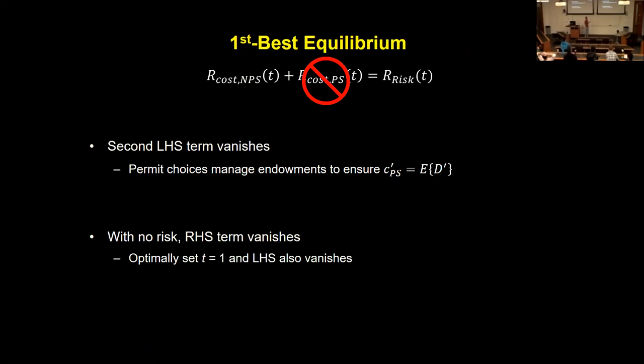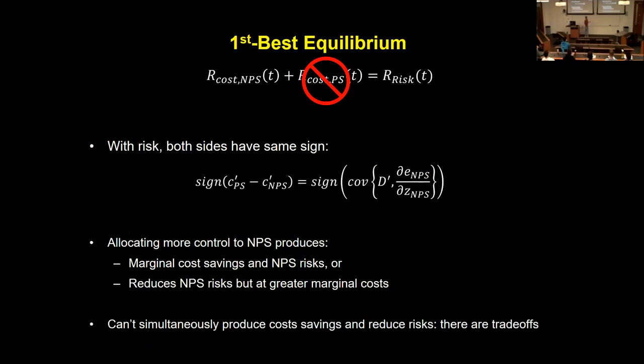Now, in a first best equilibrium, we can move that risk cost term over the other side. And the middle term, as I said, will disappear. There'll be no more wedge between marginal abatement costs and marginal damages for point sources. That term disappears. What we're left with is balancing these non-point cost savings with the risk that occurs through non-point source abatement. Now, if there's no risk, the right-hand side term would vanish. We'd set t equal to 1, the left-hand side term would also vanish. But if you have risk, that right-hand side term is not going to vanish.